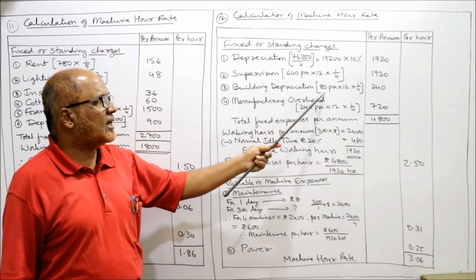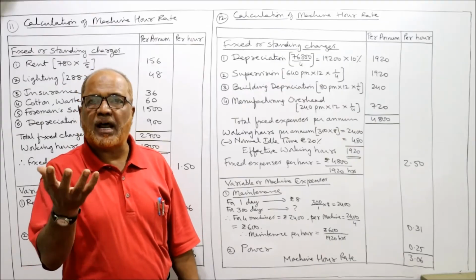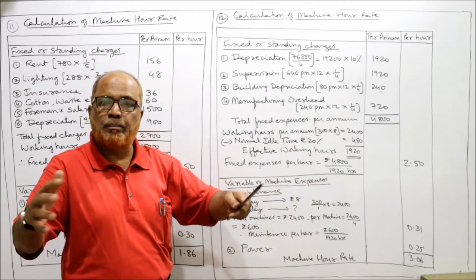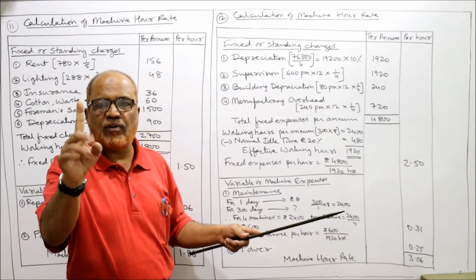Then building depreciation, 80 rupees per month. So again we multiply by 12 to get per annum. So 80 into 12 into 1 by 4. Because that building contains all the 4 machines. So we need only for 1 machine.